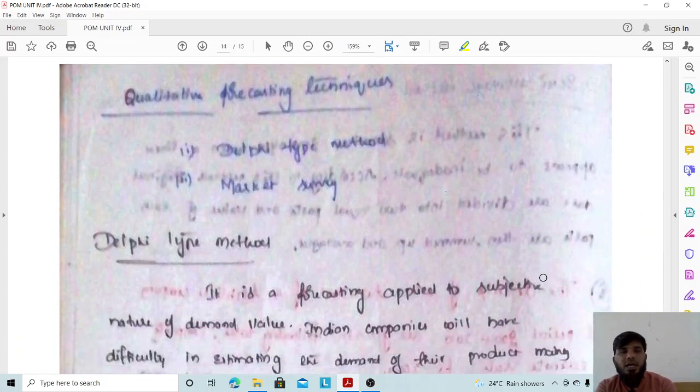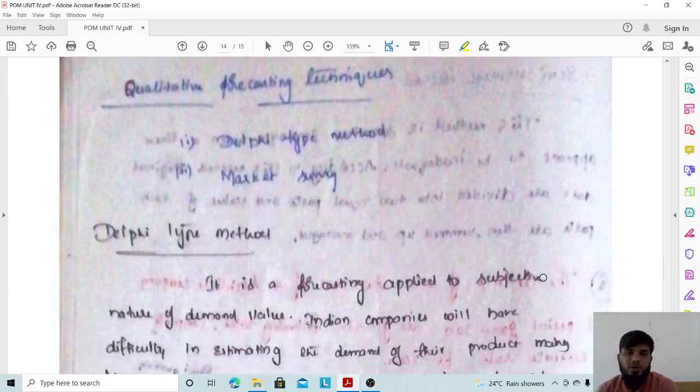Next is the qualitative forecasting technique. In qualitative forecasting, the two most important types of techniques are the Delphi method and market survey.